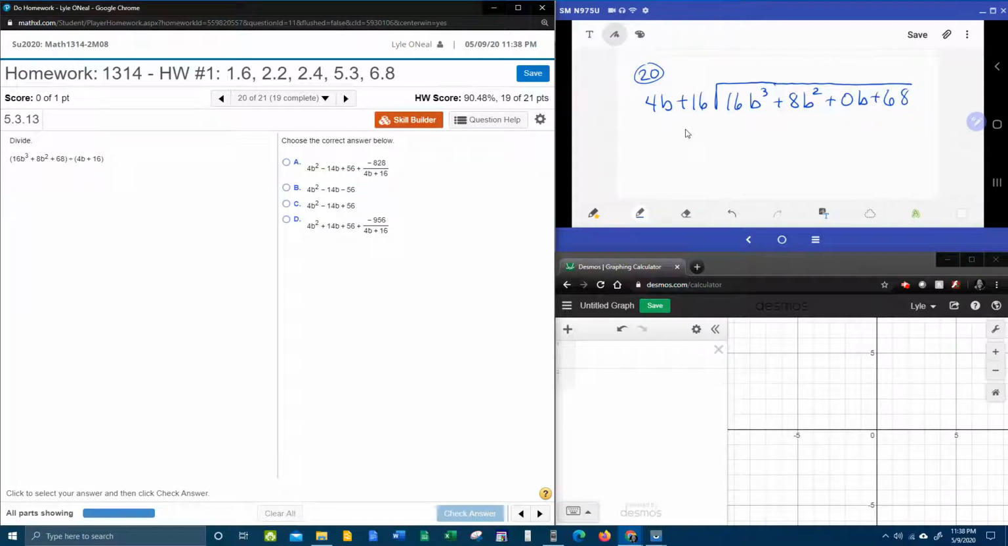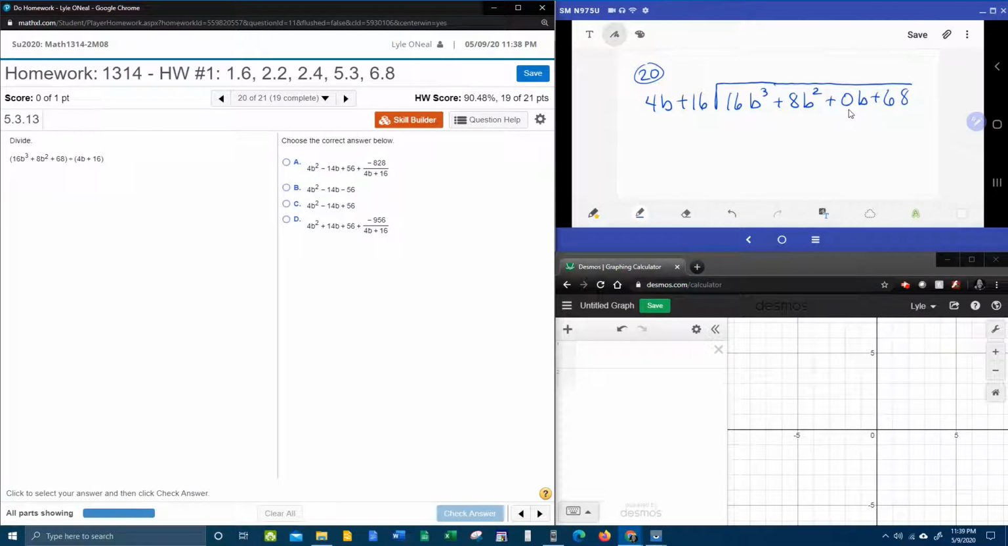Over here, I've written the problem down. The 4b plus 16, that is the divisor. And notice the dividend has four terms. The reason is because if you look at the function here, it starts with b to the third, and then b to the second, and then it skips b to the first. So we're missing a term here in the progression of variables. When you're doing long division, if you're missing a power of the variable, you do have to put in a placeholder to represent that.